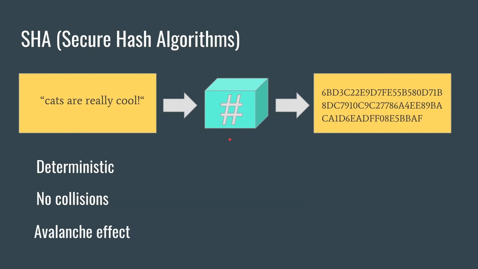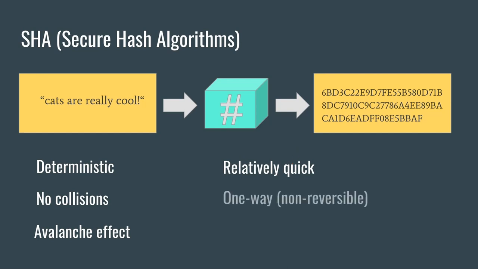A good hash algorithm has what's called an avalanche effect, where if you change one character in the input string, on average, about half of the output characters should change. So a very small change in the input results in a big change in the output. It is relatively quick. Again, sometimes more secure hashing algorithms might be a little slower, but this should be fairly quick to run. And the key part of a hash algorithm that differentiates it from the other encryption algorithms we looked at is that this is a one-way algorithm.